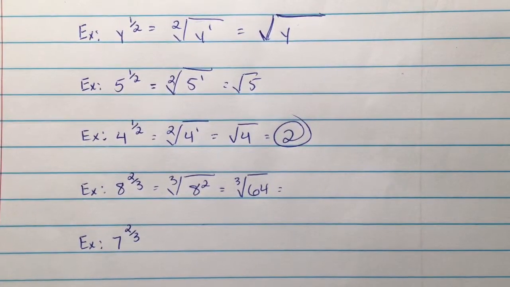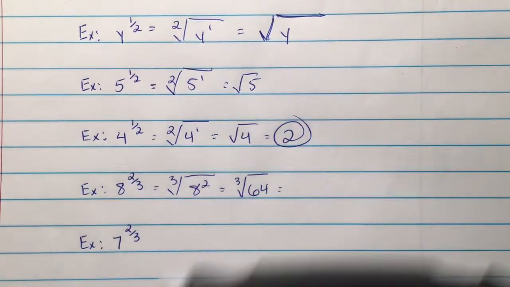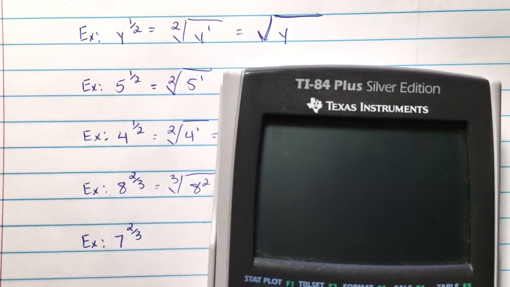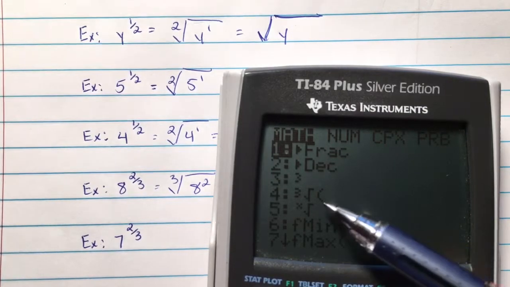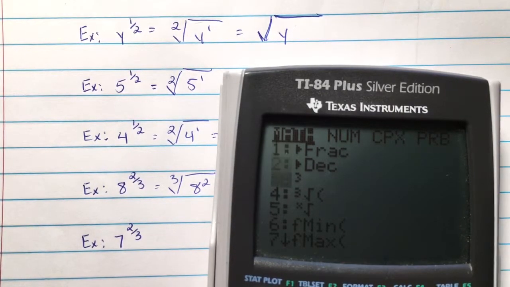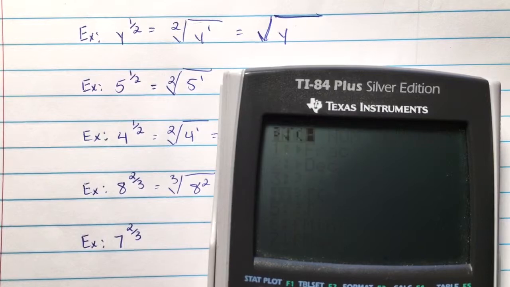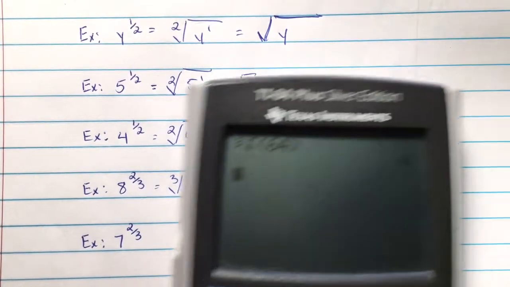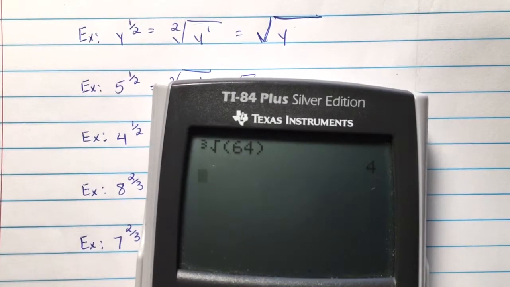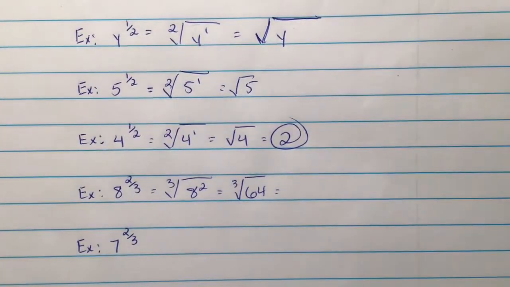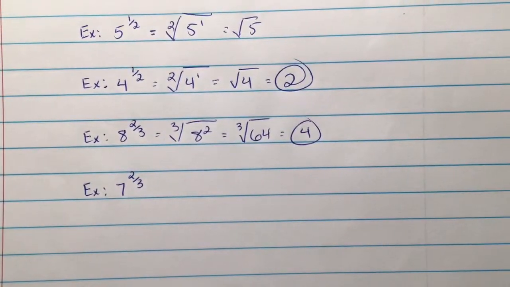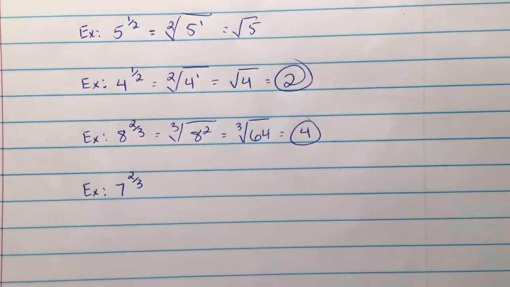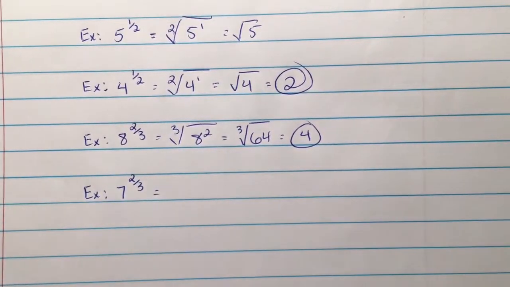Taking the cubed root of 64, go ahead and type it into the calculator. You want to push the math button, and you're looking for the cubed root here. And you type 64, and enter, and you realize that the cubed root of 64 is 4. Sometimes you have perfect cubes, you just got to check them. Sometimes you don't. In this case, you will not.